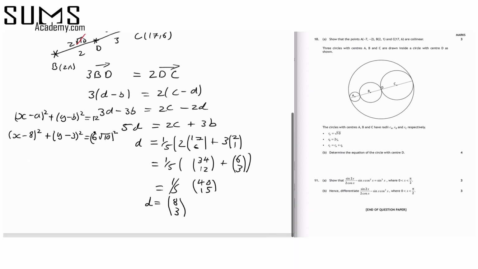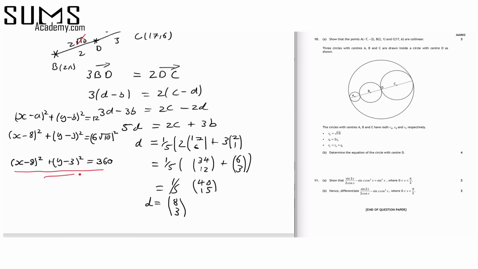So we expand that out. 6 squared is 36. Square root of 10 squared is just 10, so that's 36 times 10, which would be 360. So this becomes x minus 8 whole squared plus y minus 3 all squared equals 360. And that is your final answer there.